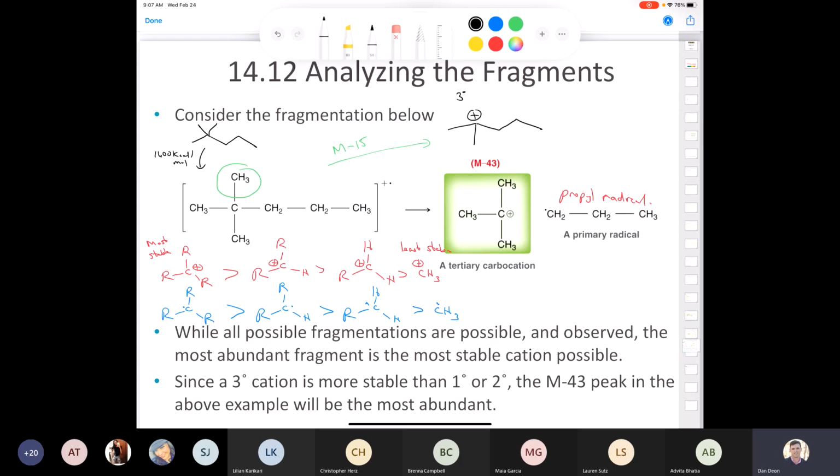Why don't you do that instead of losing the propyl? You still end up with a tertiary carbocation. This is a tertiary carbocation. The reason why you're going to end up with this in a greater amount is because you can lose M minus 15, but a methyl radical is going to be less stable than a primary radical.